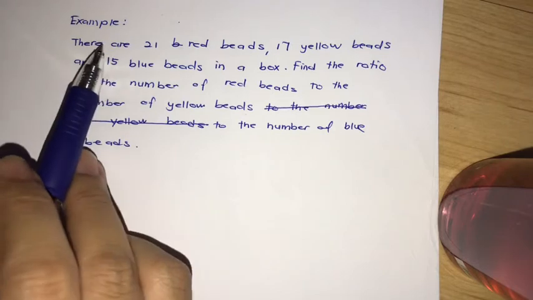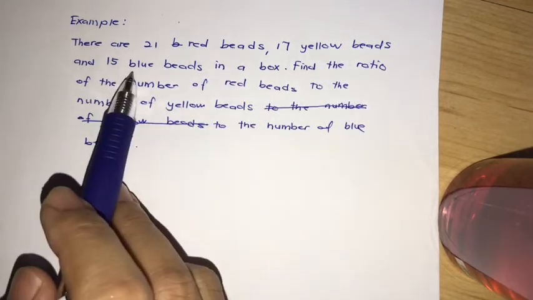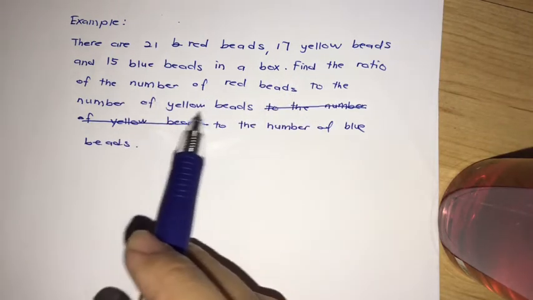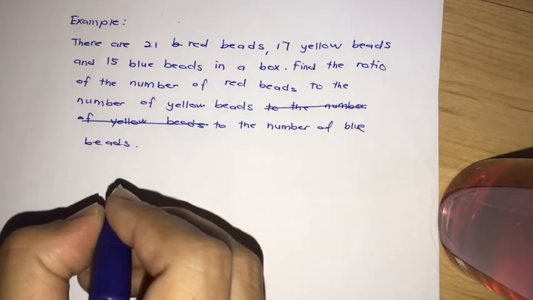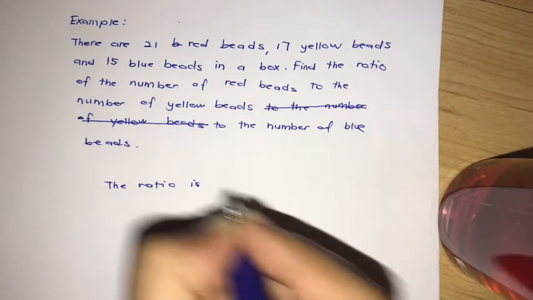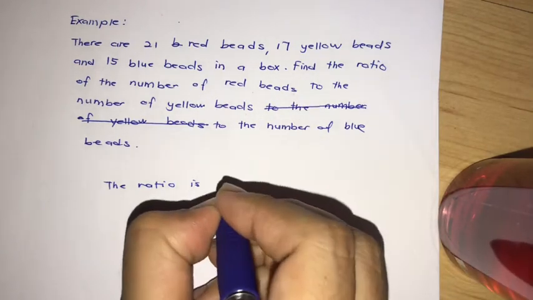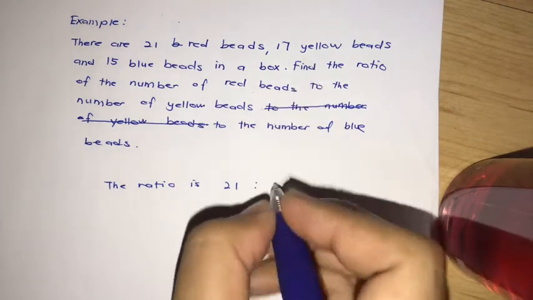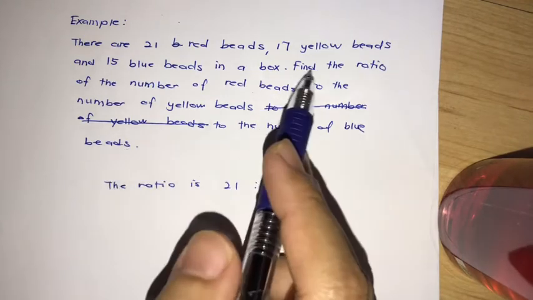Okay, let's look at the example. There are 21 red beads, 17 yellow beads, and 15 blue beads in a box. Find the ratio of the number of red beads to the number of yellow beads to the number of blue beads. So we are going to write the ratio as the number of red beads, which is 21, to the number of yellow beads, which is 17, and to the number of blue beads, which is 15.